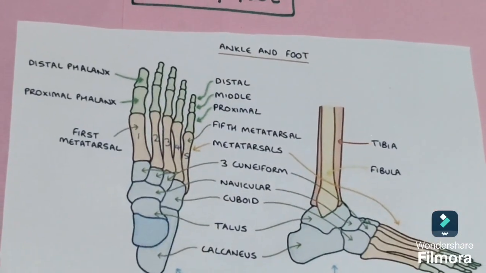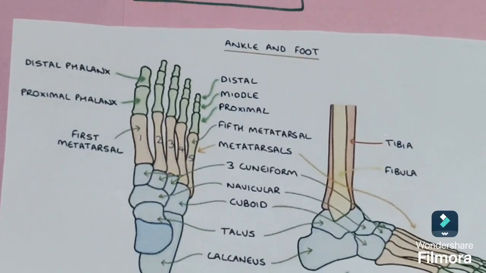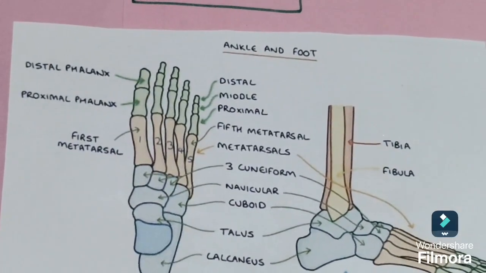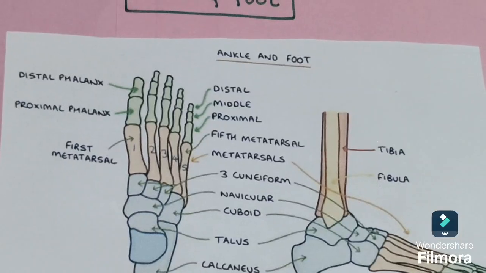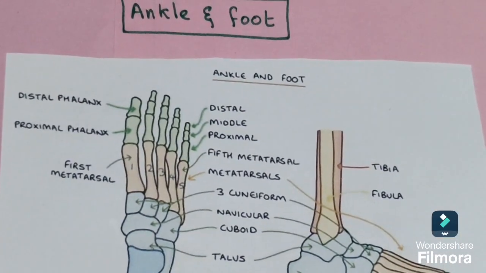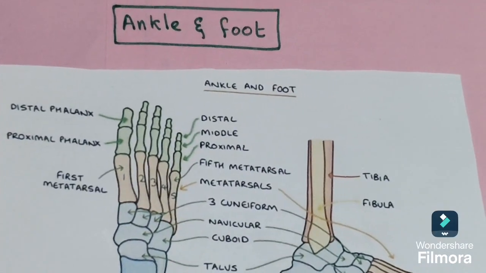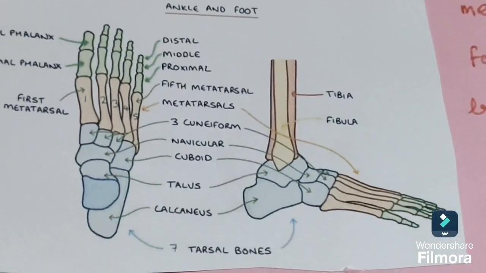Distal to the metatarsals are the phalanges. These are the proximal, middle and distal phalanges, except for the big toe, which has only a proximal phalanx and a distal phalanx.